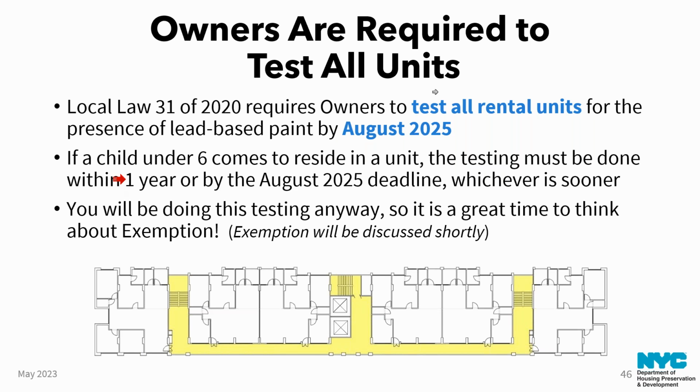So whichever is sooner, August 2025 or within 1 year of when the child came to reside. This testing has to be done by an independent contractor. So as an owner, you cannot do this testing yourself. This is a good time to mention, by the way, that when we're talking about complying with Local Law 1, testing should be done by someone with a certification.